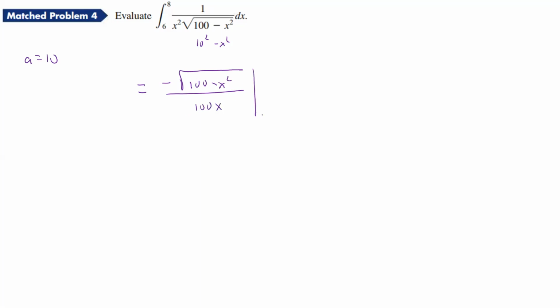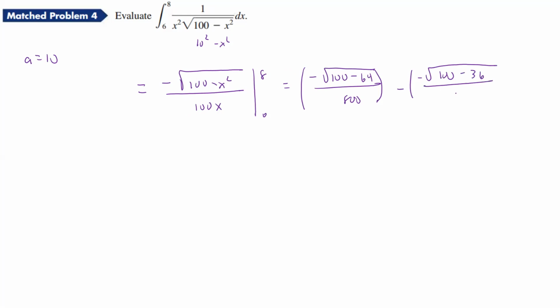And we're evaluating from 6 to 8. All right. So that's going to be, let's put parentheses so we don't forget everything. So we have minus the square root of 100 minus 8 squared, that's 64, over 800. And then we have minus, the square root of 100 minus 6 squared, 36, over 600. And with that, I'm going to plug that in my calculator and we'll see what we get.